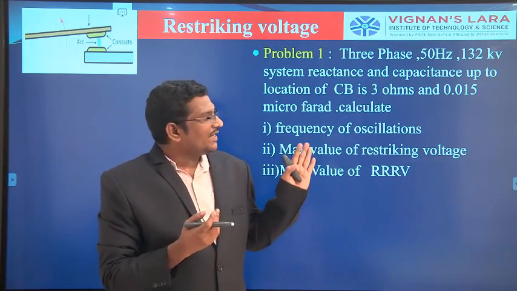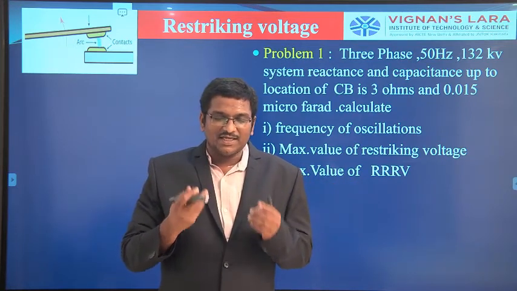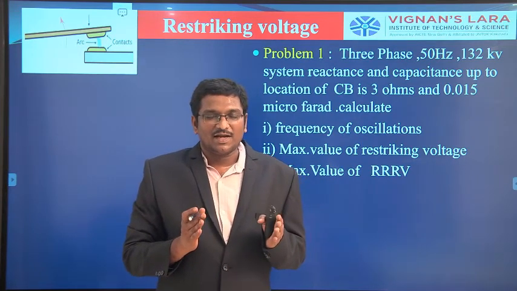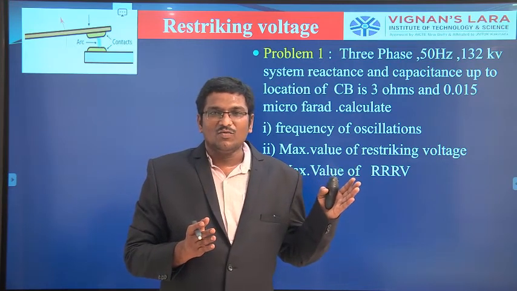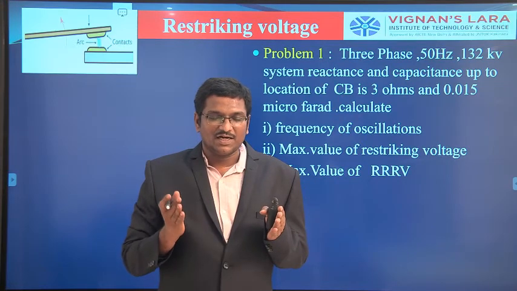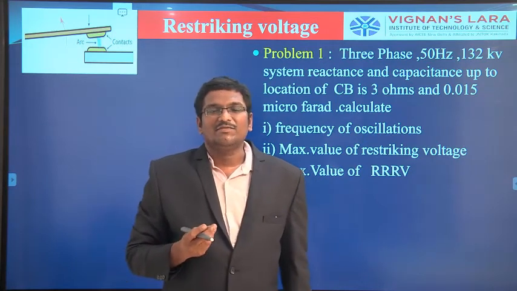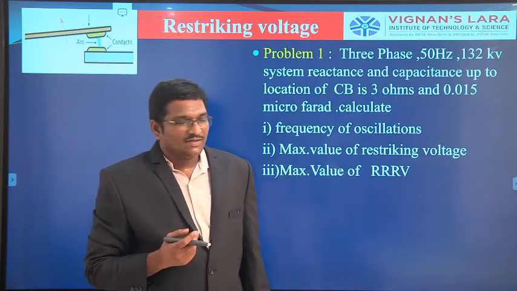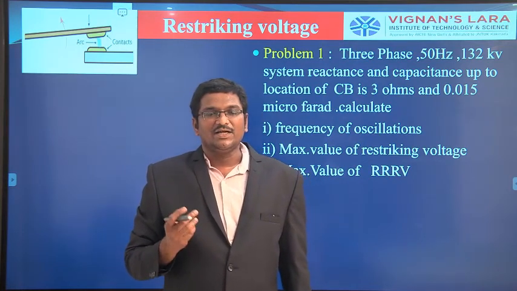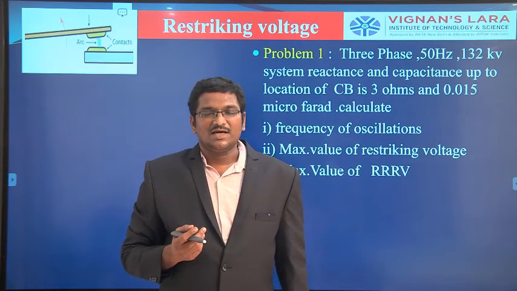The next one is the recovery voltage. When the arc is extinguished completely between the fixed contact and the moving contact, the voltage appearing across the circuit breaker contacts is called the recovery voltage. At that point the current is 0. After that we derived the mathematical expression for the restriking voltage: V maximum times 1 minus cos of omega n t. So the restriking voltage depends upon the inductance and capacitance of the system.